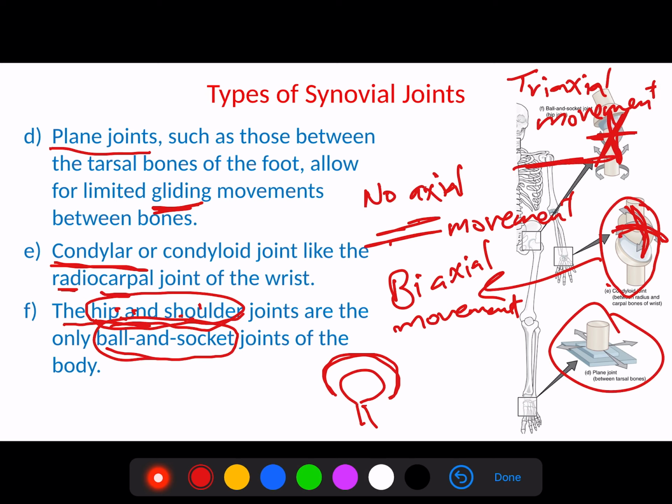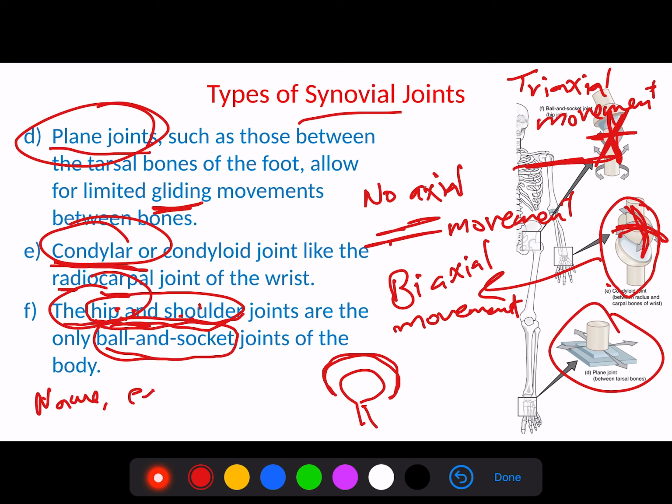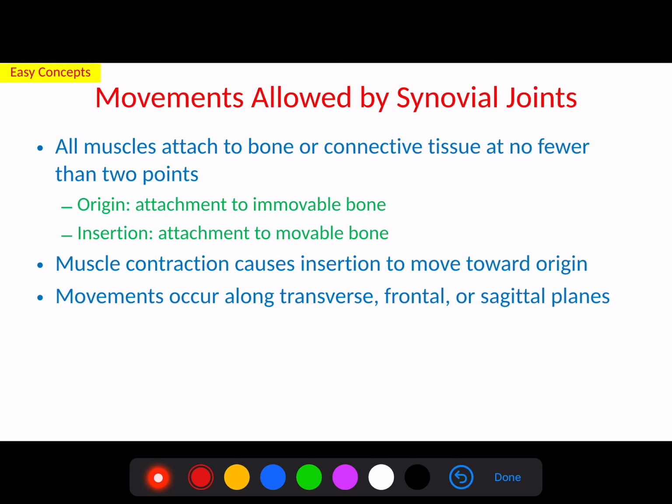Okay, so these are the 6 types of synovial joints that we have in our body. What you need to know is the name of each type and an example. So I will write them: name, example, and the movement. Okay, so that's what you need to know for each type of joint.